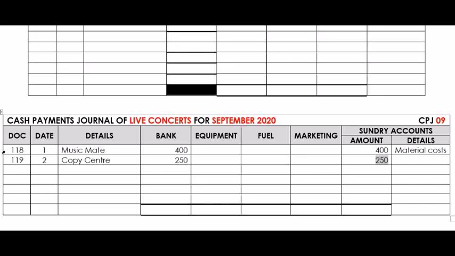and business cards counts as stationery for the business. Okay, that's very important. Some of you might not have known that. It's not marketing. Marketing is when we pay for an advert or when we have a promotion or something. But in this case, business cards counts as stationery for the business. So it goes to sundry accounts.